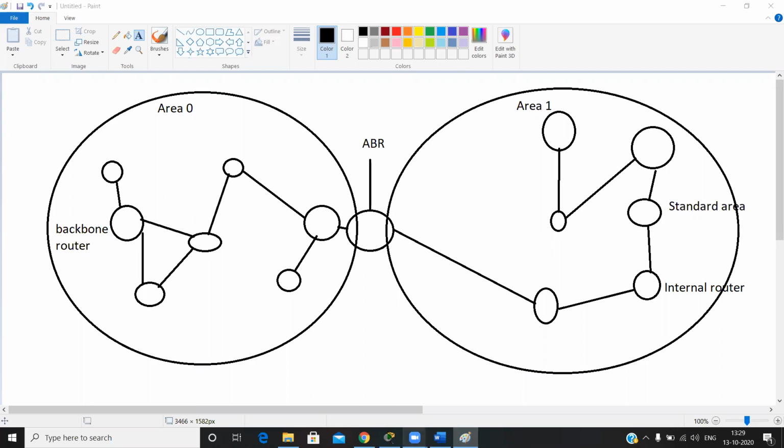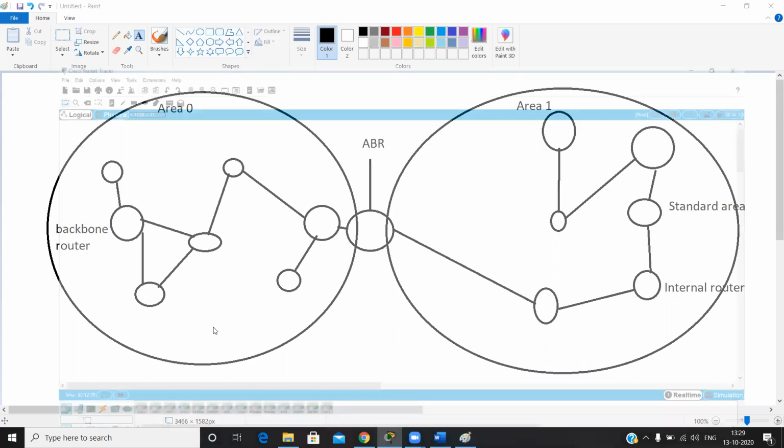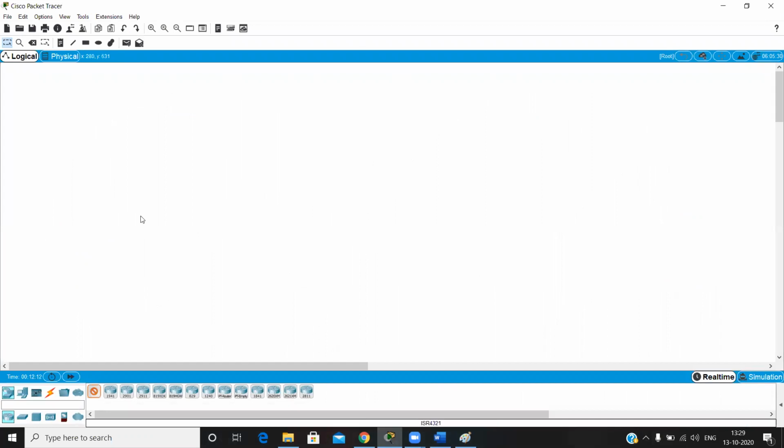Okay. So how do we configure the OSPF? Let's see one time a normal topology. Today we will not do the practical of areas. We take only three routers and see how to configure OSPF, because in OSPF we have three practicals.